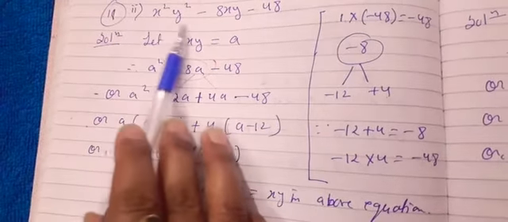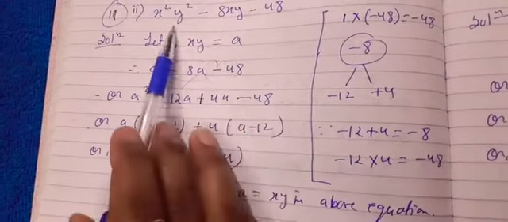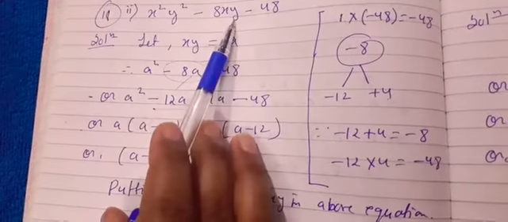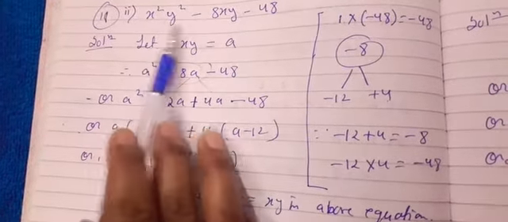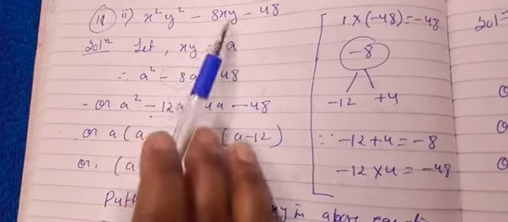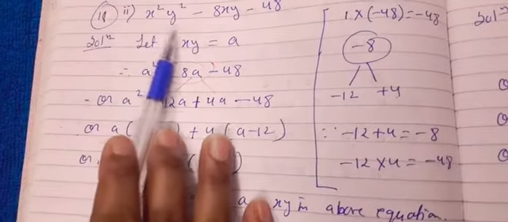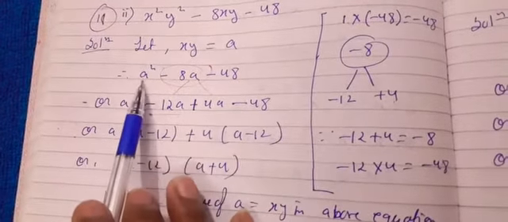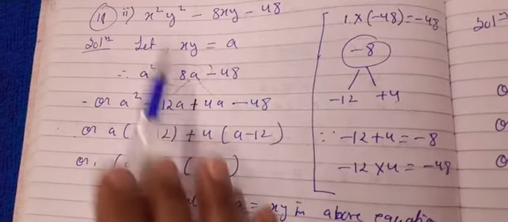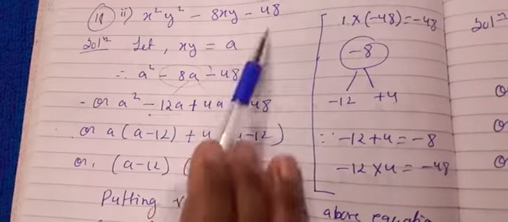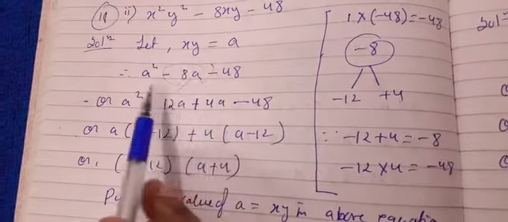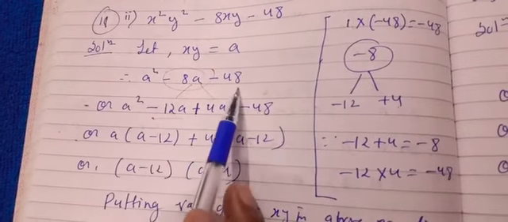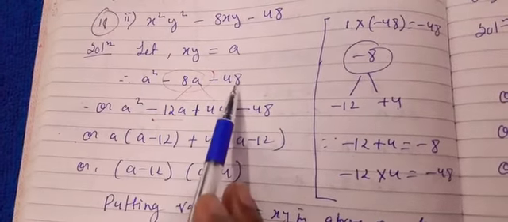We can choose any other letter instead of using xy, or directly you can solve the sum with the help of the given numbers. But it is easier for you to understand, that's why instead of writing xy, I have written let xy is equal to a. Then our equation will become a square minus 8a minus 48, right?